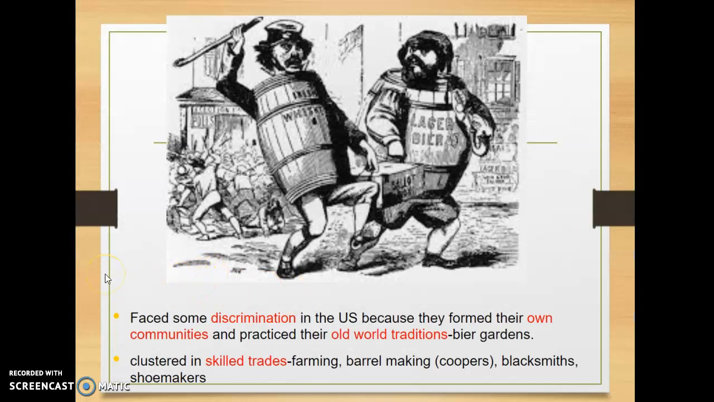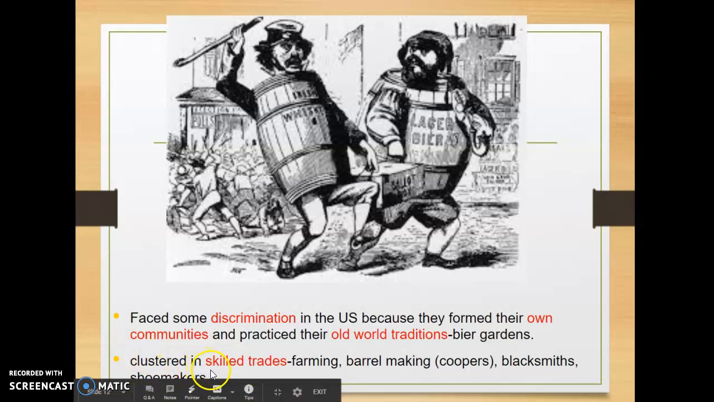They also faced discrimination in the United States because they formed their own communities. They formed their own German communities and continued to practice their old world traditions, forming things called beer gardens, which was really just a big restaurant that served food and beer, and sauerkraut, bratwurst, and so forth. And they spoke German, and they had German newspapers, and had schools in German, and so they were discriminated against because of that, just like other immigrant groups were for doing the same thing.